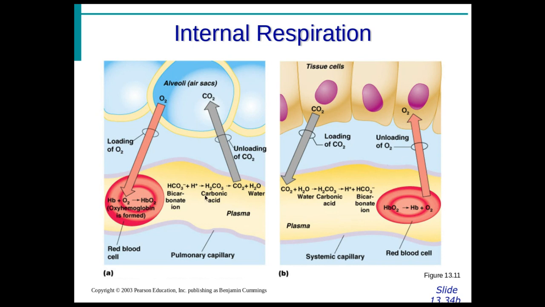Now, here's the tissues. This summarizes the last 2 types of respiration. The oxygen gives itself up to the tissues. Carbon dioxide is given back up to the plasma. Again, it reacts with water to form your bicarbonate ion. And all this takes place inside the plasma itself.